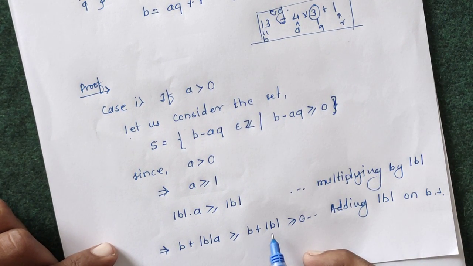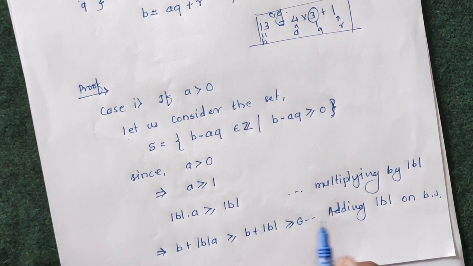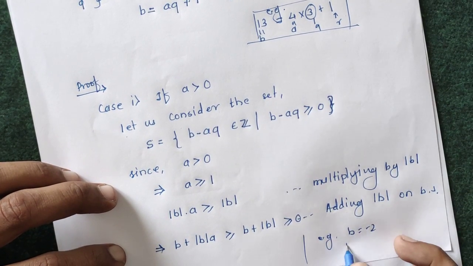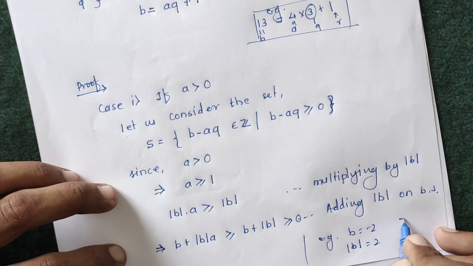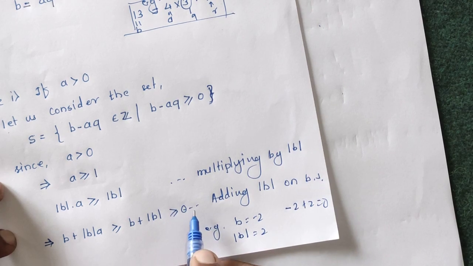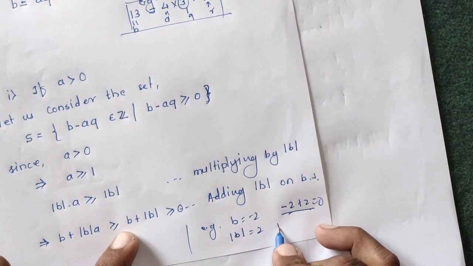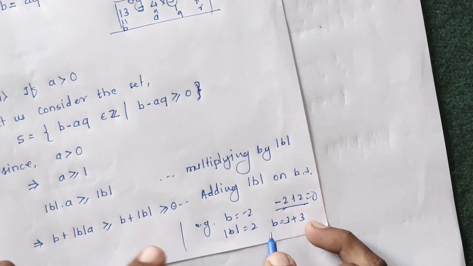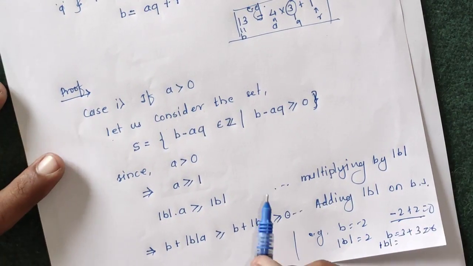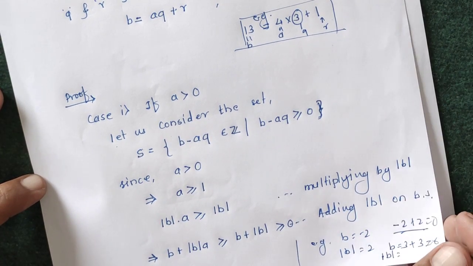If b is negative, then this negative number plus mod of that b is going to be positive. For example, suppose b is equal to minus 2, then mod b is equal to 2, so their addition, minus 2 plus 2, is going to be 0, so this b plus mod b is greater than or equal to 0. If b is negative, then b plus mod b is equal to 0. If b is positive, suppose b is equal to 3, then mod b is equal to 3, so 3 plus 3 is equal to 6, which is greater than 0. Then b plus mod b is going to be greater than or equal to 0.